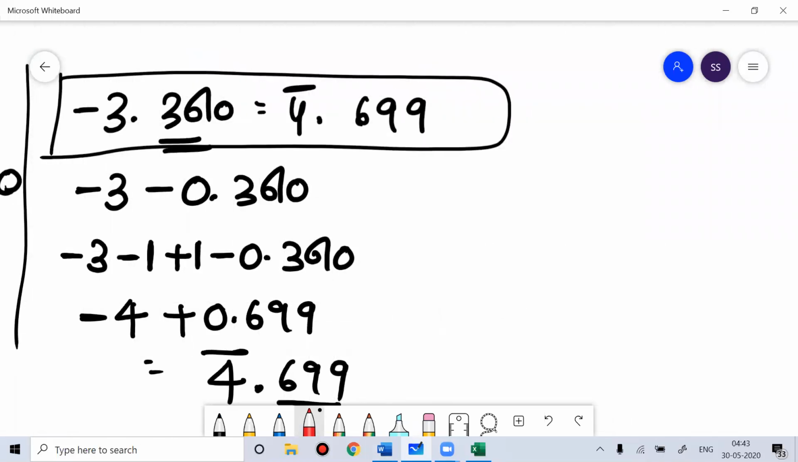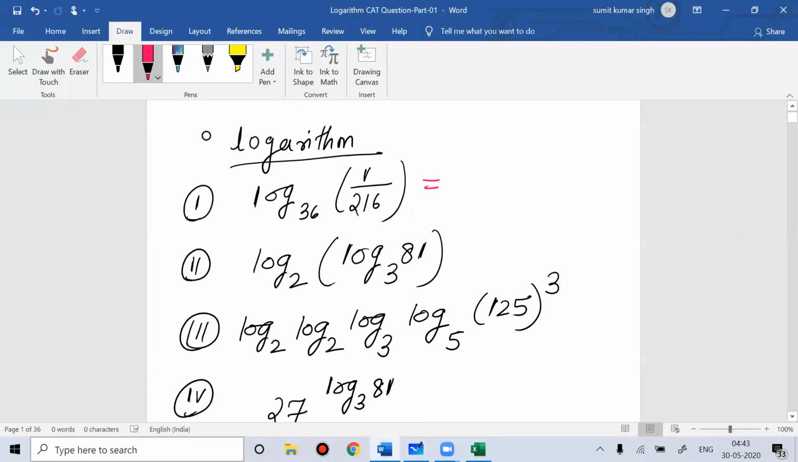Those who know the values can easily tell me: this value is minus 3 by 2, this value is 4, this value is 2. Those who know the laws of logarithm can solve this question very easily and tell me the answer very fast.